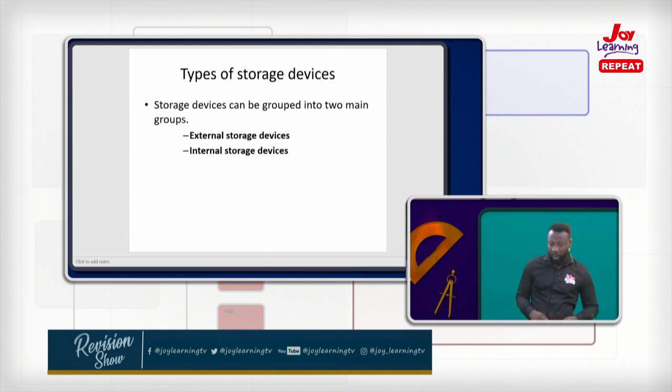Now, when we talk about the internal storage devices, we are referring to storage devices that are within the system unit. And when we talk about the external storage devices, we are talking about storage devices outside the system unit. Now, we made mention that one of the primary storage devices is the RAM. Do you know that RAM can also fall under internal storage device? Yes, RAM also falls under internal storage device. Then we talk about the CD-ROM, which can also fall under external storage device.